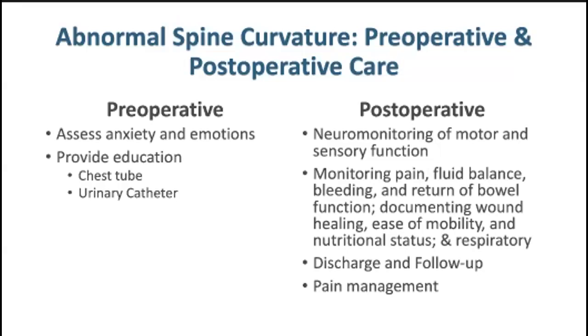Additional postoperative care, we want to monitor for neuromotor sensory function. If something changes, we need to act immediately. Remember, this is a spinal surgery. We need to assess lower extremity neurological status, pain, fluid balance, bleeding, bowel function, urinary function, wound healing, and respiratory status, especially if we have a chest tube present.